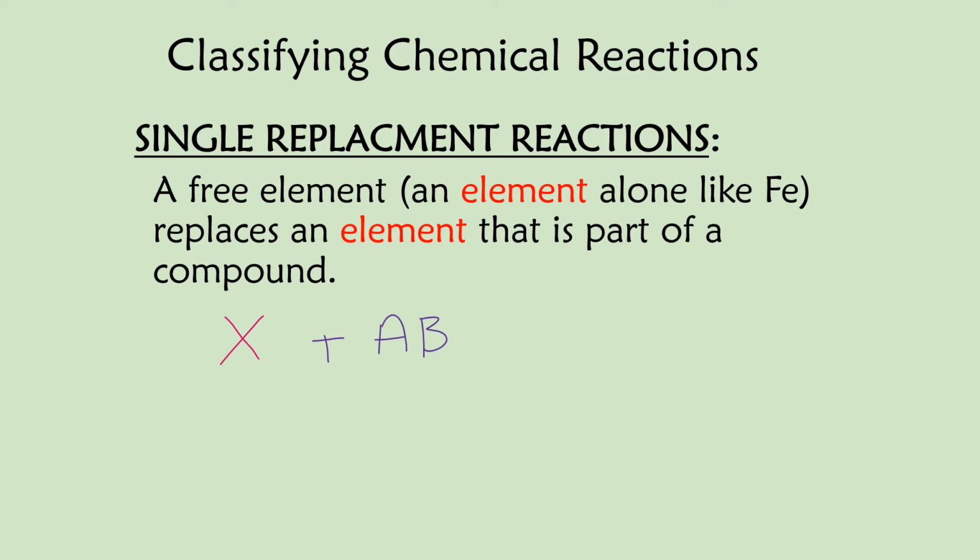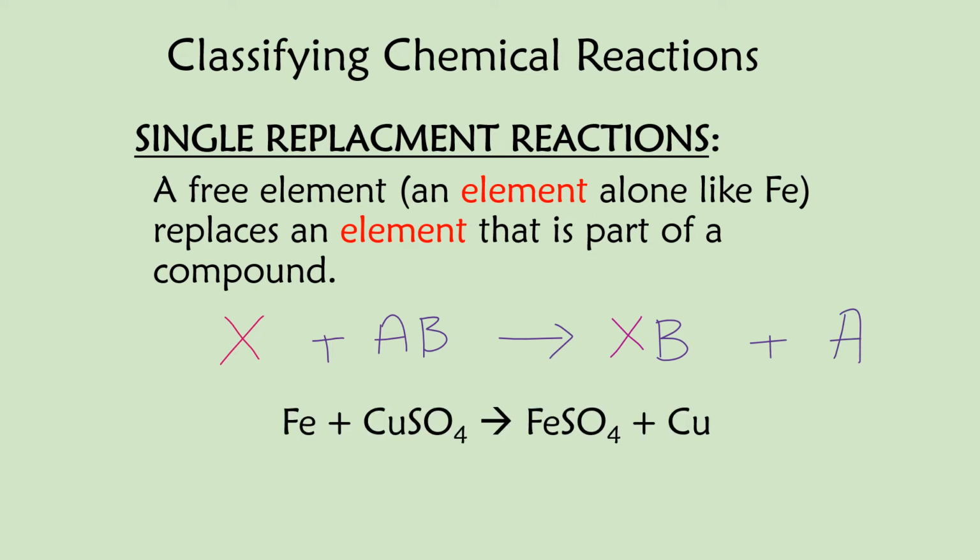And remember, metals are always the first thing in a compound, so that means A is going to be the metal. So X will replace A. So as a product, we'll get XB. And then A, because X just replaced it, will just be left alone. So that's what a single replacement reaction is.